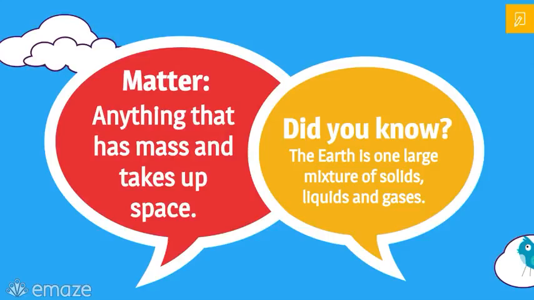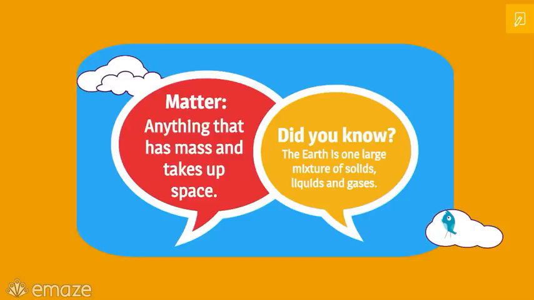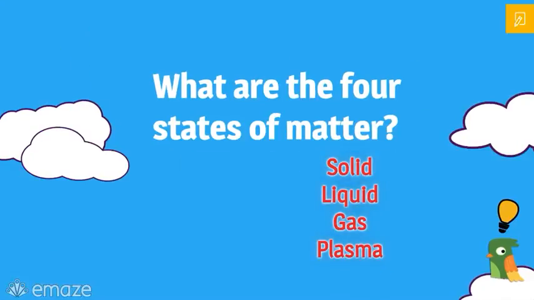I just mentioned that the earth is one large mixture of solids, liquids, and gases, but you should know that those aren't the only three types of matter. They're just the three that make up the earth. So, there are actually four states of matter. I'm not sure if you have ever heard of the fourth, but today you will. They are solid, liquid, gas, and plasma. Plasma just doesn't occur regularly on the earth.